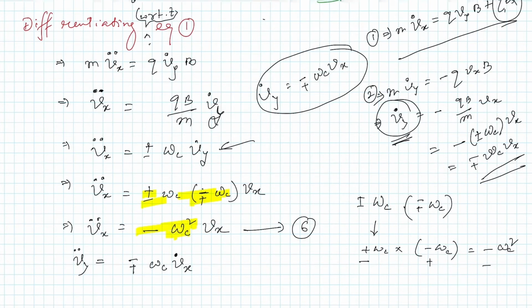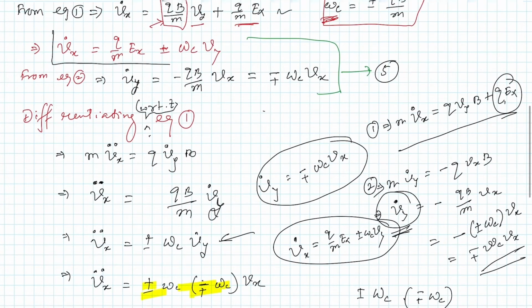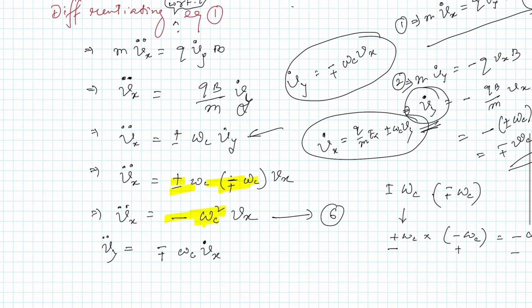Now we can replace the Vx dot. By what? We can replace the Vx dot by this equation. Vx dot is equal to q by m (Ex plus minus omega c Vy). This equation, this one. Okay, so let us replace the Vx dot by this equation.